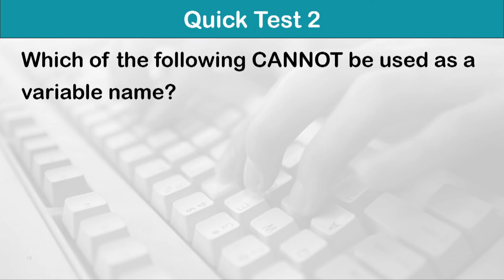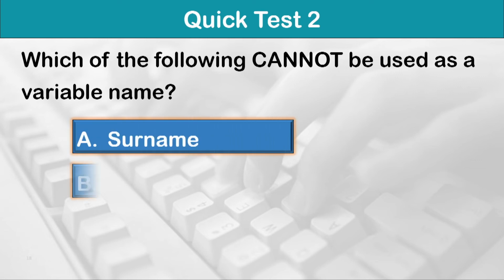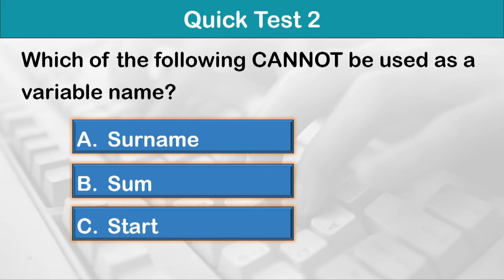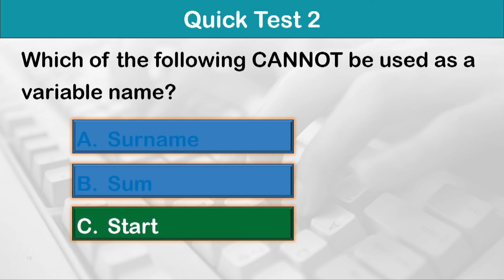Quick test 2. Which of the following cannot be used as a variable name? A, surname. B, sum. Or C, start. Start is a reserved word used when drawing flowcharts. Hence, it cannot be used as a variable name. The correct answer therefore is C.